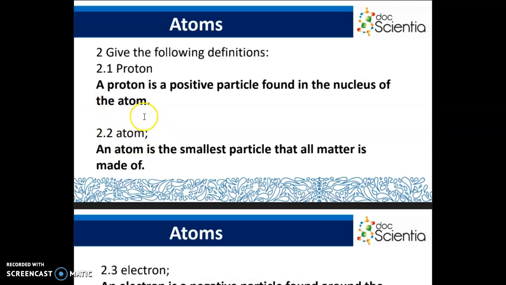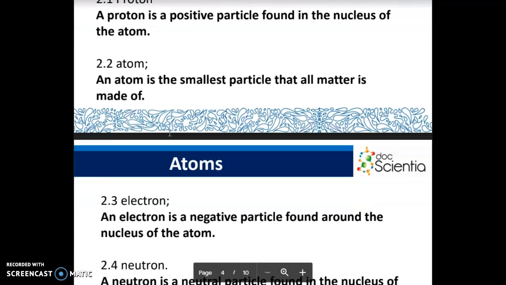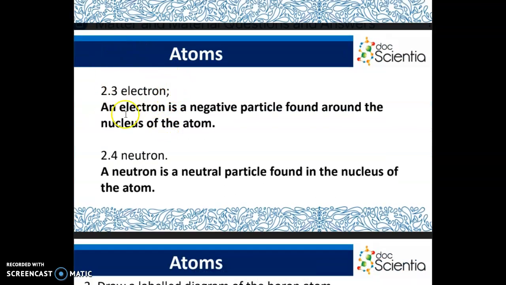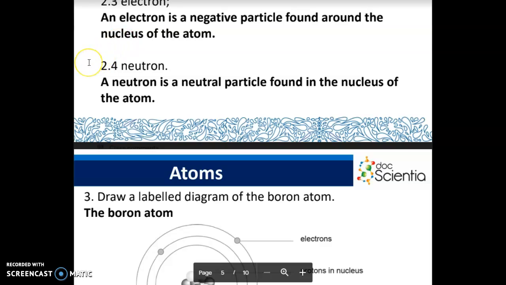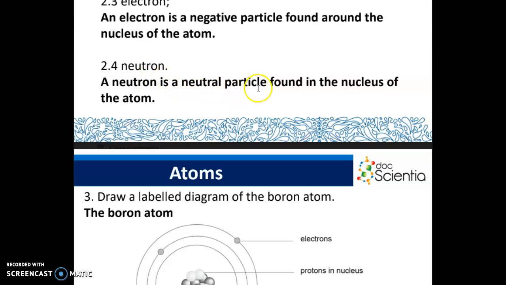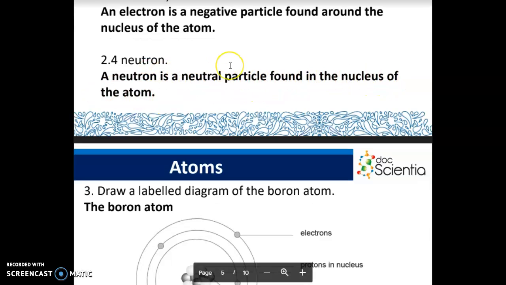Give the definition of atom. An atom is the smallest particle that all matter is made of. 2.3. Definition of electron. An electron is a negative particle found around the nucleus of the atom. Definition of neutron. A neutron is a neutral particle found in the nucleus of an atom.